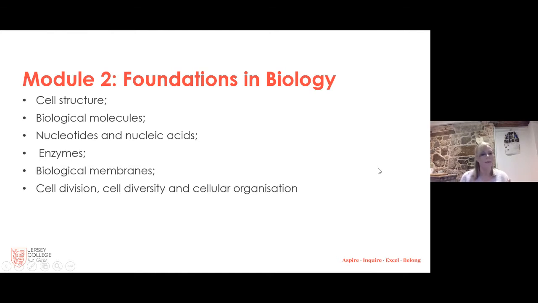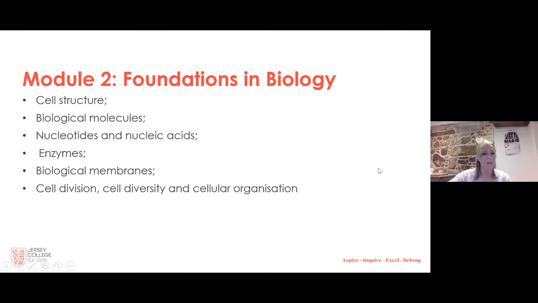Biological membranes, that's about transport in and out of cells, about the structure of the membrane. Again, they covered that in year 9. Cell diversity and organisation they did in year 9. Cell division is something they still have to cover, which is one of the topics we will do after they've sat their mocks. So that's something that is really fundamental to all of A-level biology. So we do that first, as you can imagine.